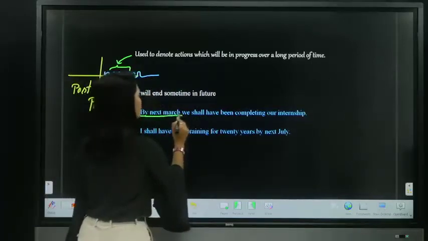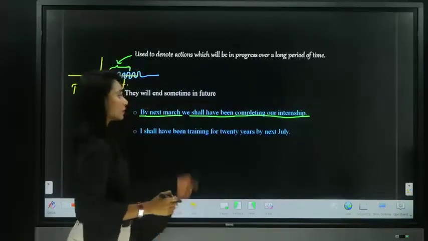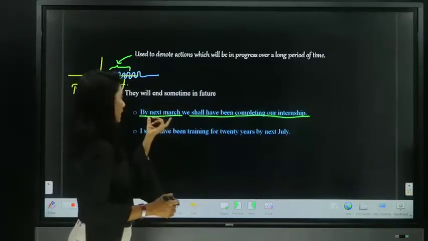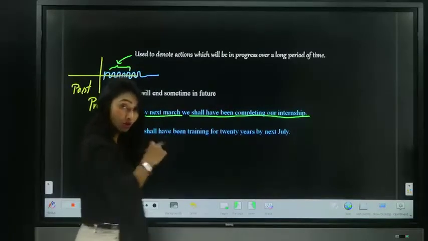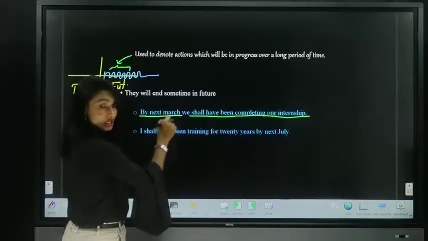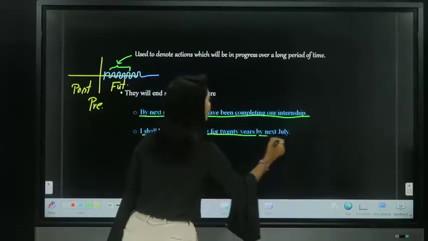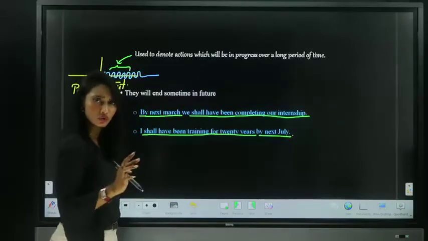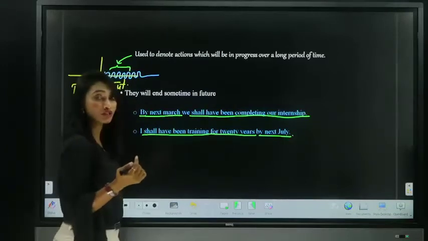For example, generally they will end sometime in the future, as I told you. By next March, we shall have been completing our internship. So here the internship will be going on, but we are saying by next March we shall have been completing, not completed, still going on at some point of time by next March. I shall have been training for 20 years by next July. So I shall have been training. Completed? No, still going on. But I shall have been training for 20 years by next July.